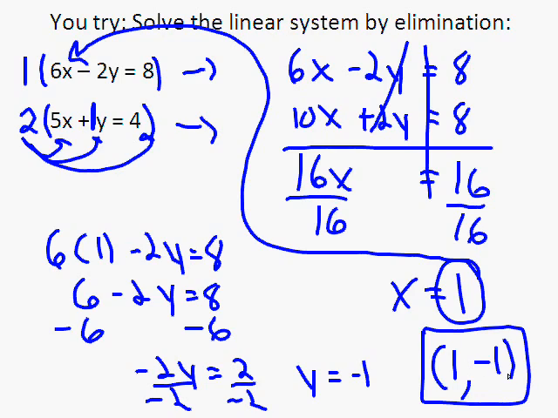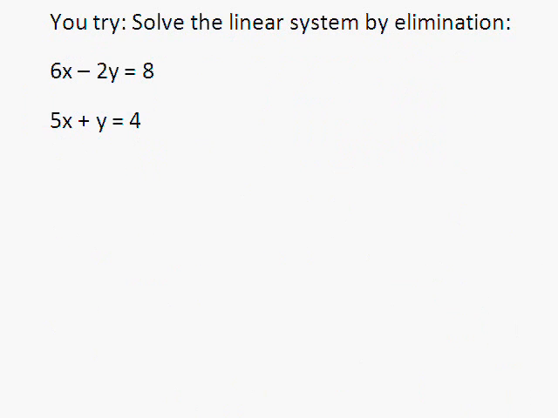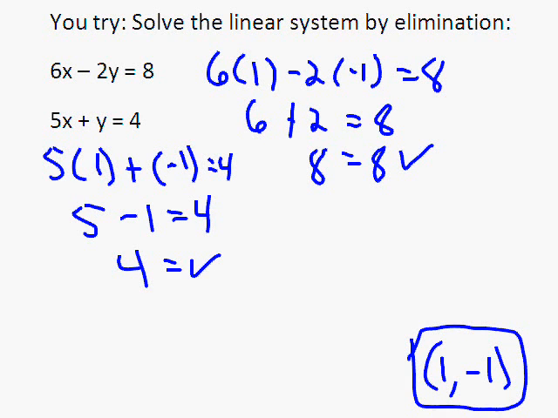Notice that either variable we chose to eliminate first, both of them rather, gave us the same solution, and that should happen. Now I'm going to go ahead and check my solution. You can press pause, check it out for yourself, and press play when you're ready to see the answer. I checked my answer and found out that 1 comma negative 1 was indeed the solution.